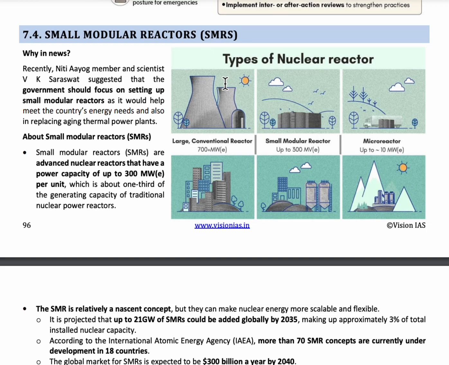So these are the advanced nuclear reactors that have power capacity of up to 300 megawatts per unit. It is affordable and can promote sustainable development, and less fuel is consumed.